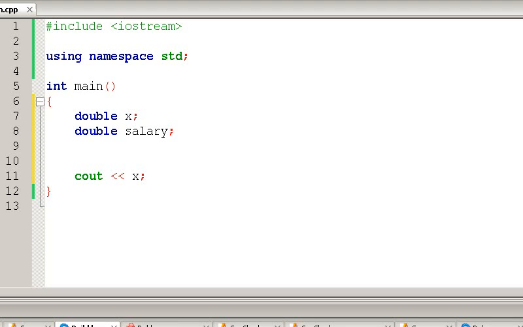Modulus, however, will not work. So just remember that. Mod, this guy right here, does not work with fractions. It only works with whole numbers. Okay? Because with fractions, there's no remainder. Okay? So double is real numbers. So int is whole numbers only.